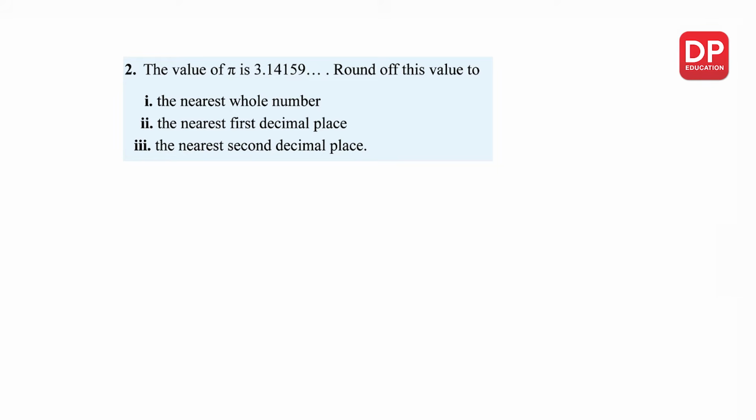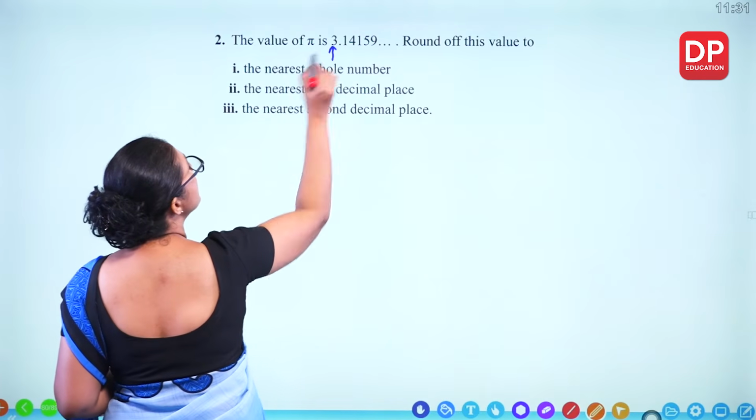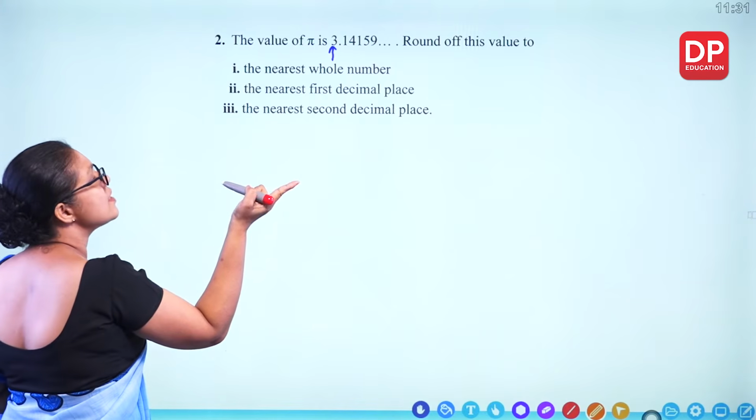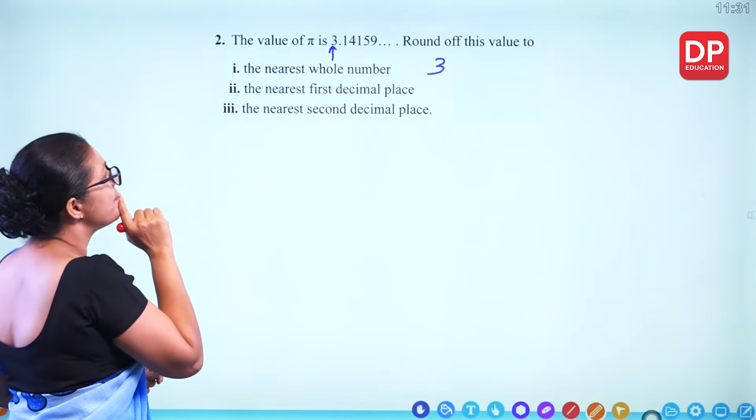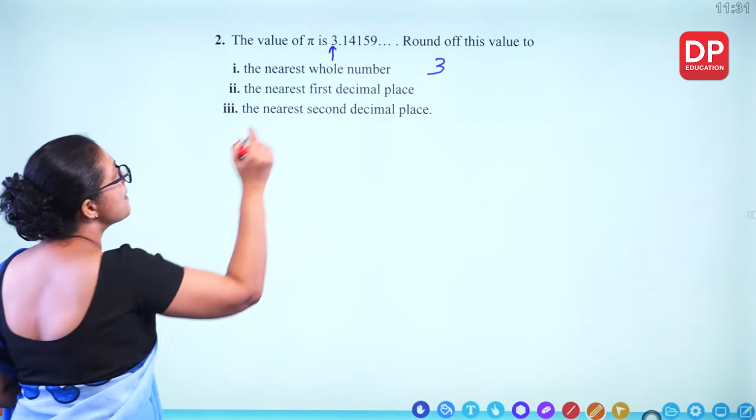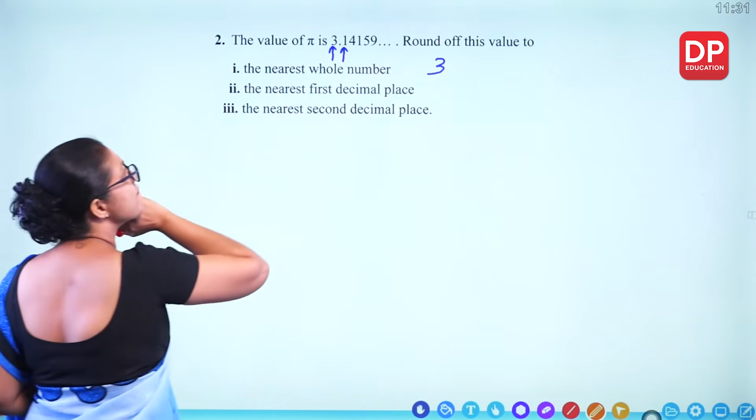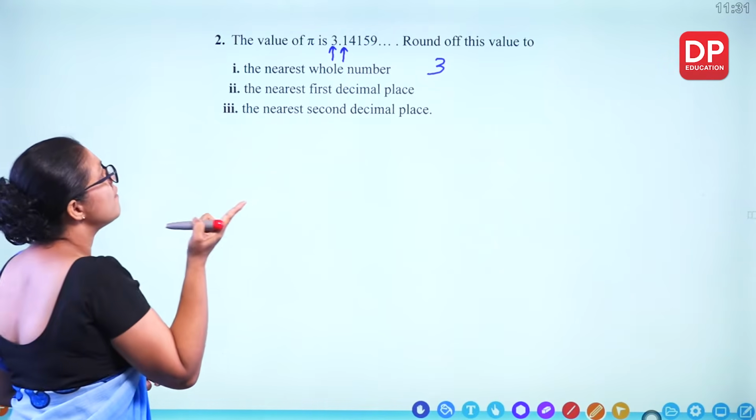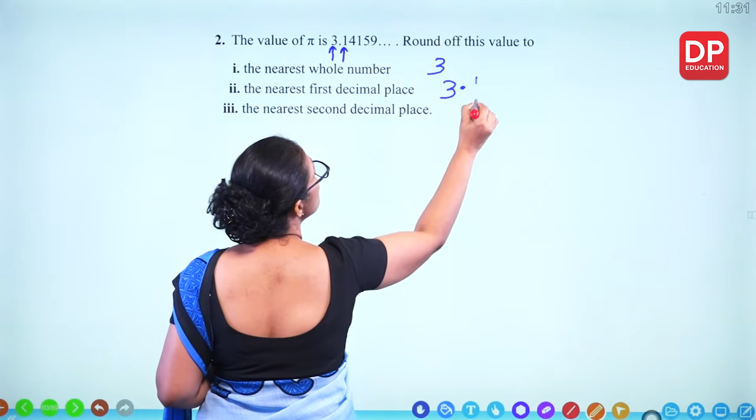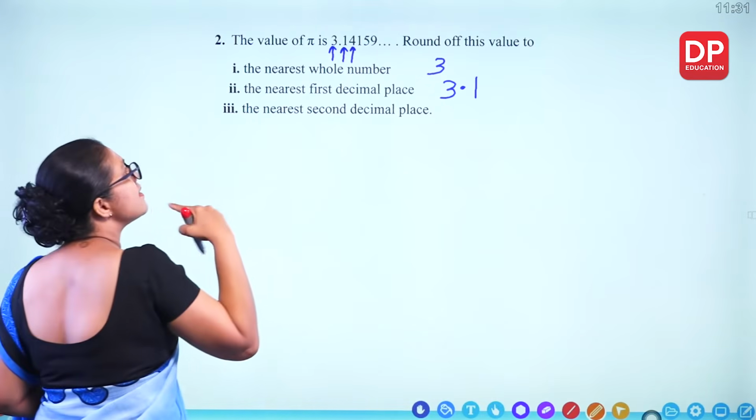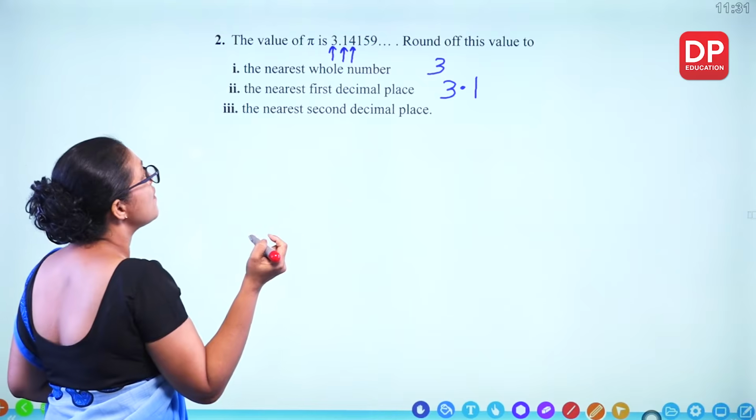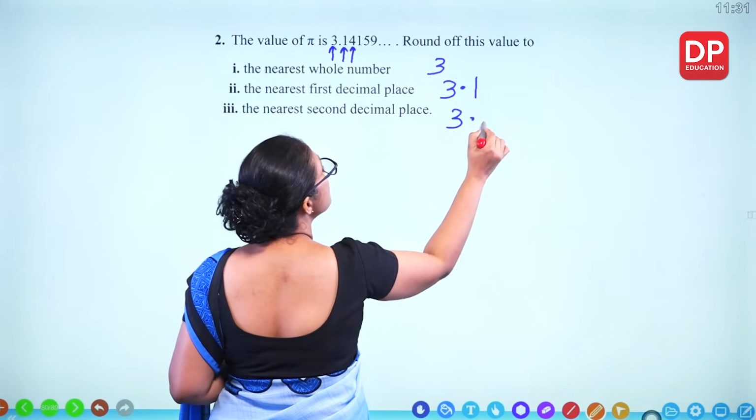The value of pi is 3.14159. Round off this value to the nearest whole number. The whole number is here. So the next digit is less than 5, we don't add. So 3 is the whole number. To the nearest first decimal place, this is the first decimal place. The next number is less than 5, so we don't add. So 3.1. To the nearest second decimal place, this is the second decimal place. The next digit also less than 5, we don't add. So 3.1.